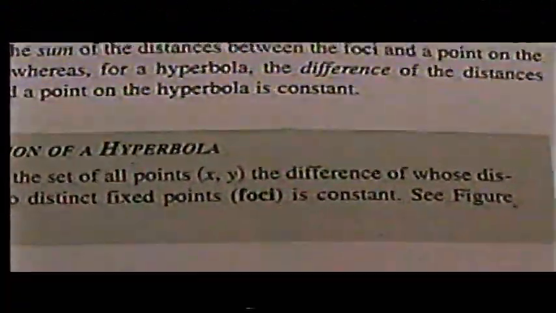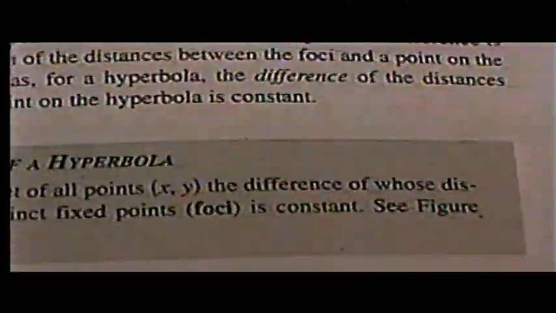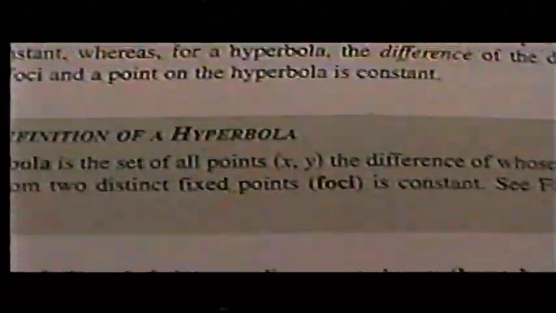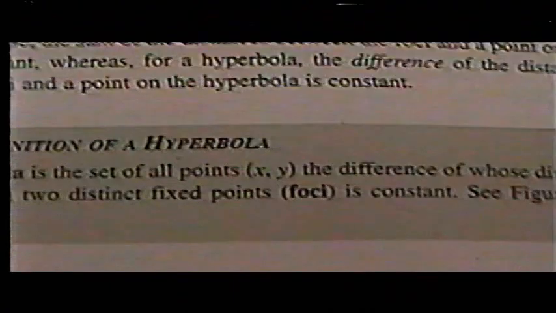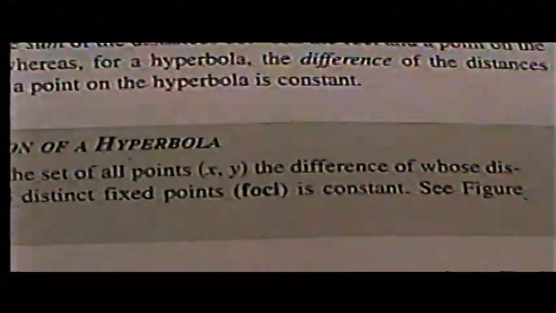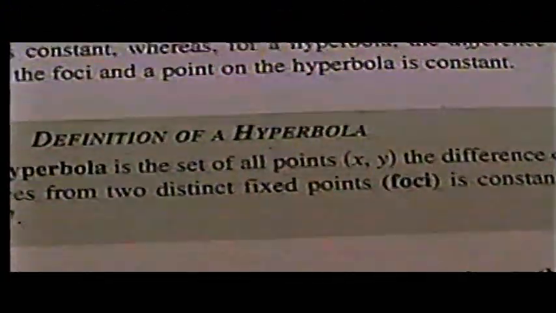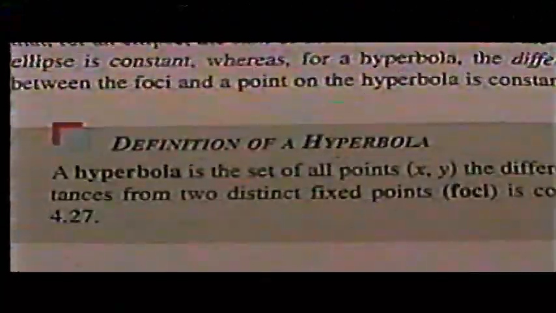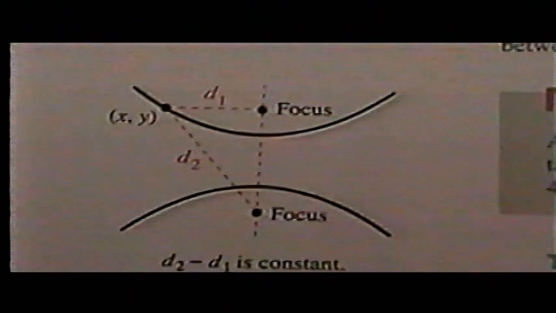In the case of the ellipse, the sum of the distances was constant. But for the hyperbola, it's the difference that's constant. And if we look at figure 4.27, you have two foci for the hyperbola also. For the parabola, we only had one focus. So here's an example of a hyperbola.